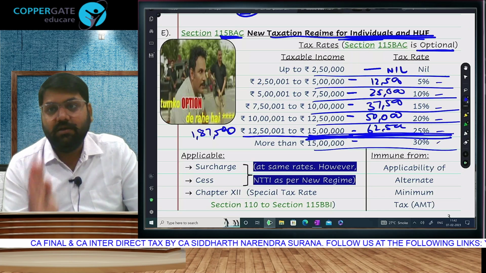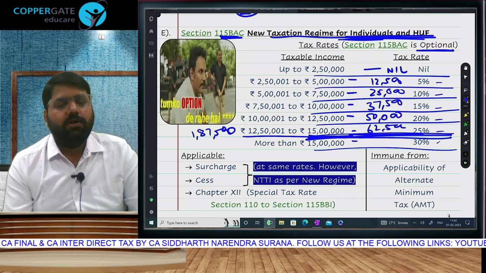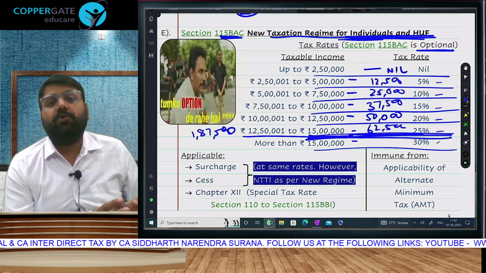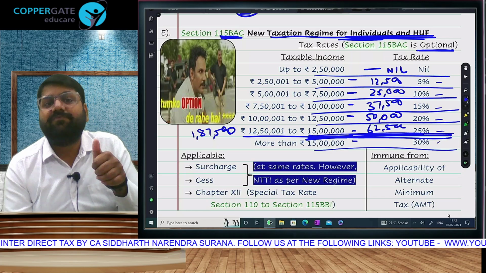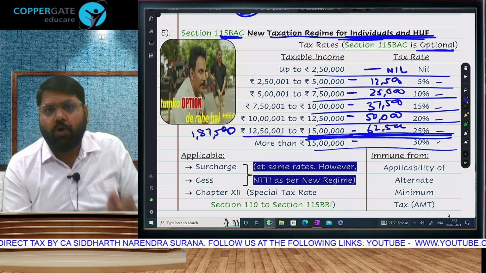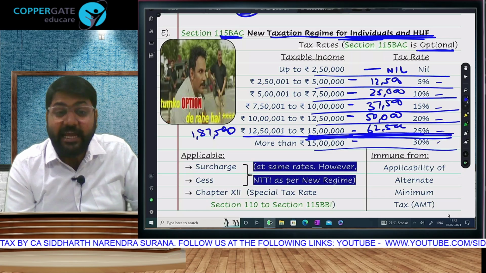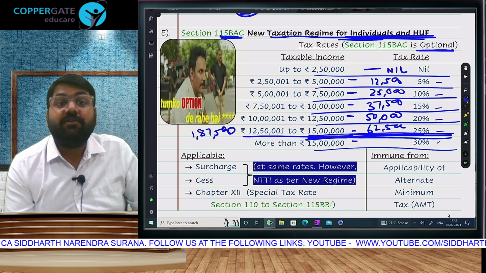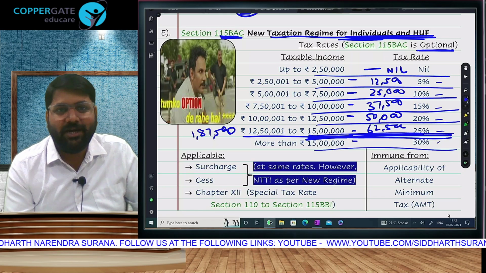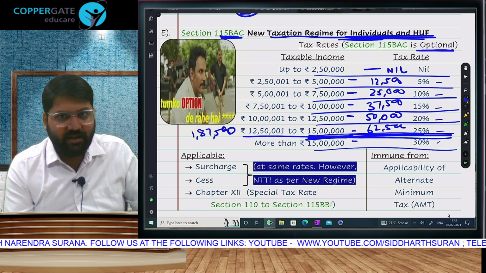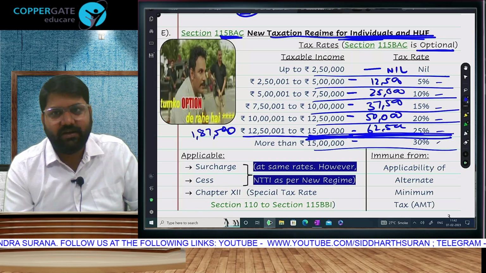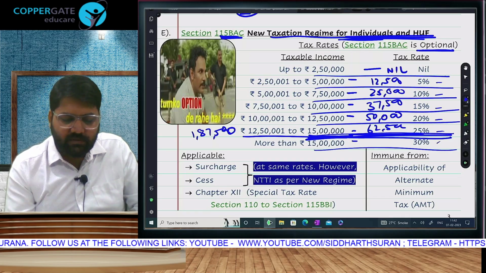In fact, if you observe carefully, they have given only individual HUF. That means here we can cover resident or non-resident, because the new taxation regime for companies, which is 115BAA and BAB, and for cooperative societies, which is 115BAD, covers only domestic companies or resident cooperative societies. But here they have not mentioned anything like that. Accordingly, we will cover all assessees.